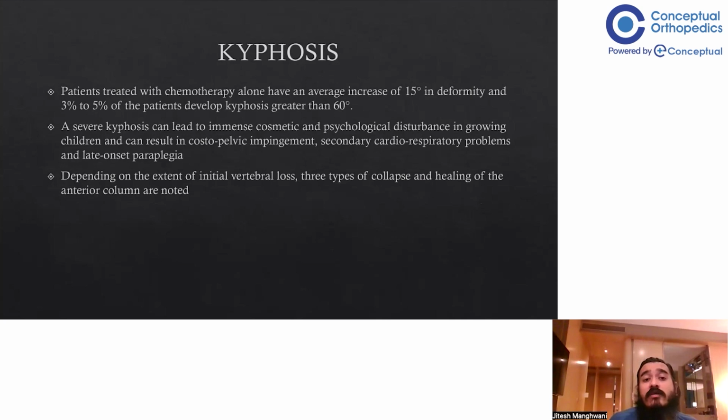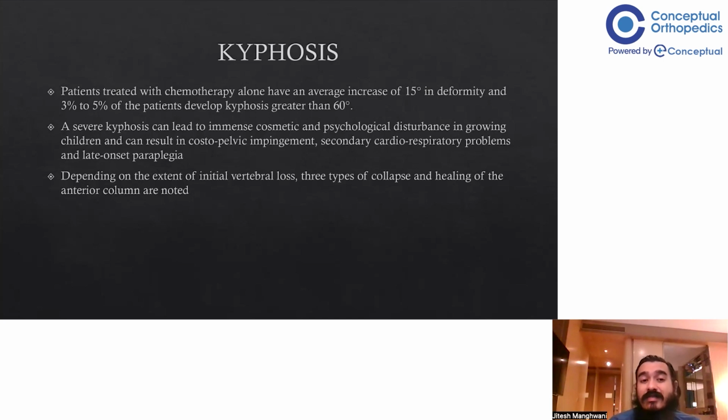Kyphosis in patients treated with chemotherapy alone. Chemotherapy in the form of anti-tubercular therapy alone leads to an increase of 15 degrees in deformity, and 3 to 5% of the patients develop kyphosis greater than 60 degrees. So the patients, in spite of being treated, would have an average increase of 15 degrees in deformity, and 3 to 5% of the cases would develop kyphosis more than 60 degrees. A severe kyphosis can lead to immense cosmetic and psychological disturbance in growing children, and it can also lead to costopelvic impingement, secondary cardiorespiratory problems, and late onset paraplegia.